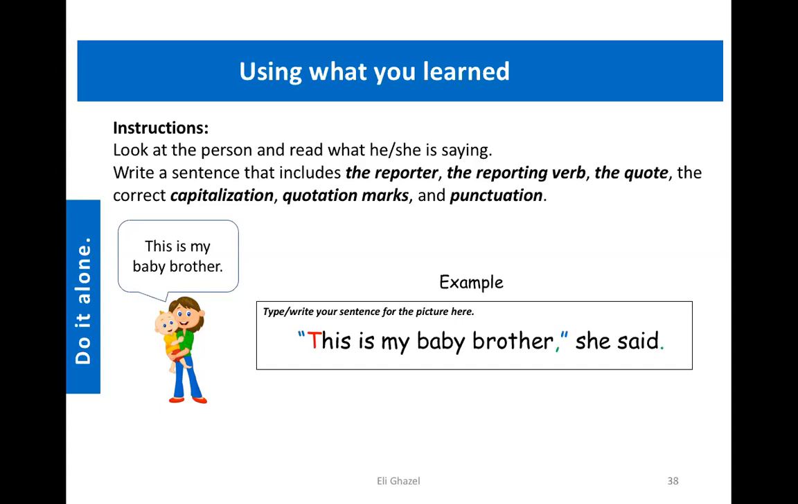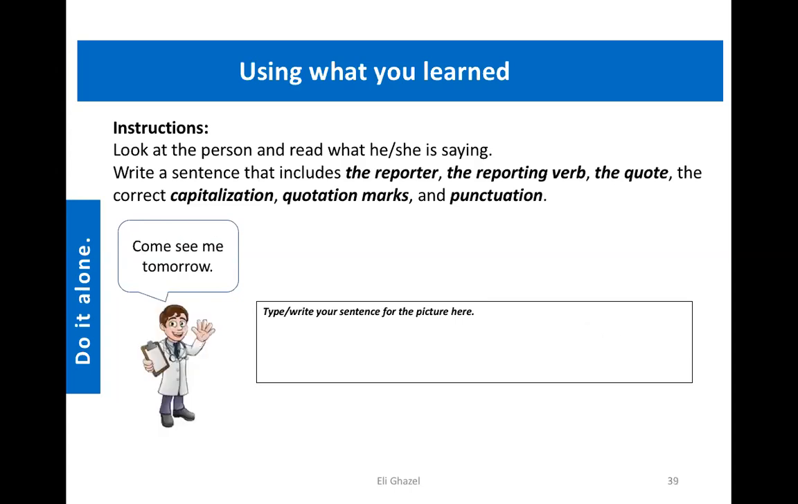Notice, quotation marks, capital T, "My baby brother," comma, close the quotation marks, she said, period. Now, other variations could be, for example, the young lady said, the boy's sister said, the baby brother's. Those are fine as long as everything is correct. Now we're going to give them something to do by themselves, like this.